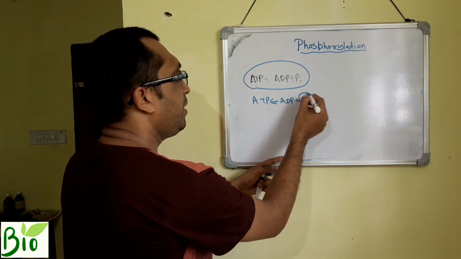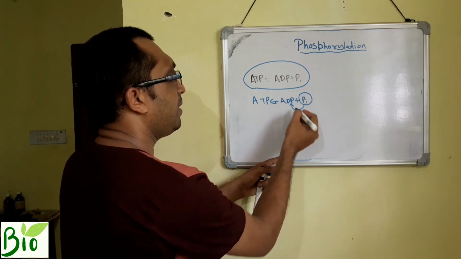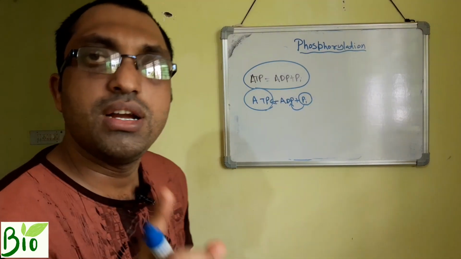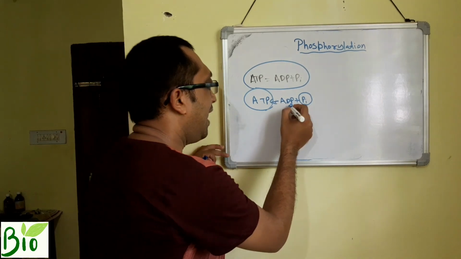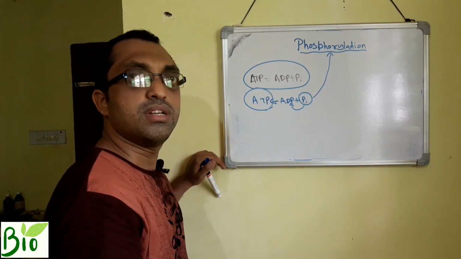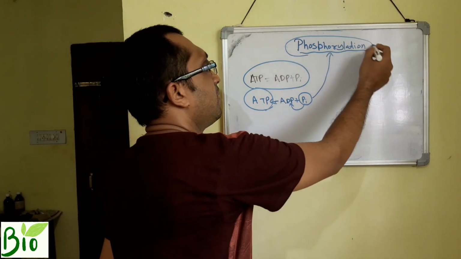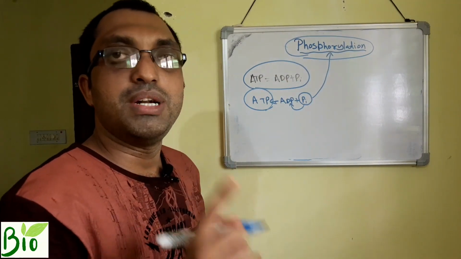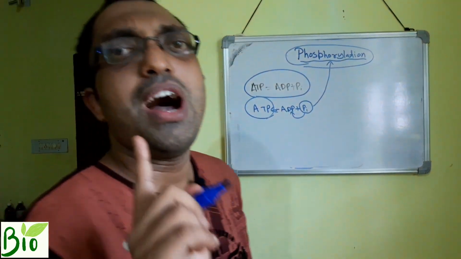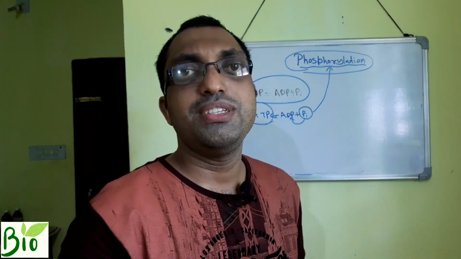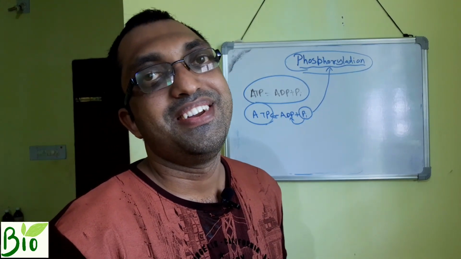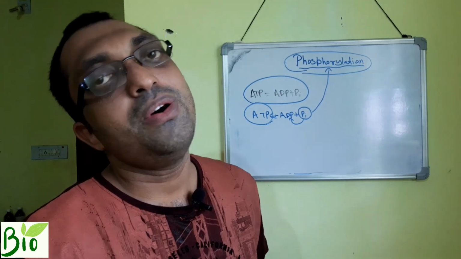That means if you add a phosphate group to ADP, you will get ATP. Therefore, the addition of phosphate is called the phosphorylation process. So what is phosphorylation? Phosphorylation is the synthesis of ATP. Since one inorganic phosphate is attached to ADP, we call this process phosphorylation.